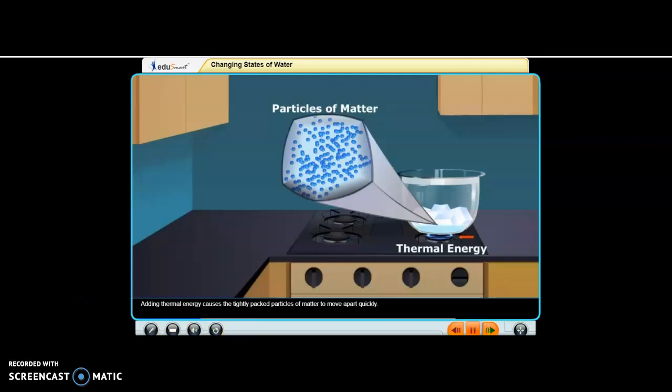You should have paid very close attention to how the particles appeared when it was a solid, and once heat was added, thermal energy and heat energy is the same thing. Once thermal energy was added, look how the particles are spreading apart. At first they were tightly packed together when it was a solid, but now once the heat has been applied to it, the particles are starting to spread.